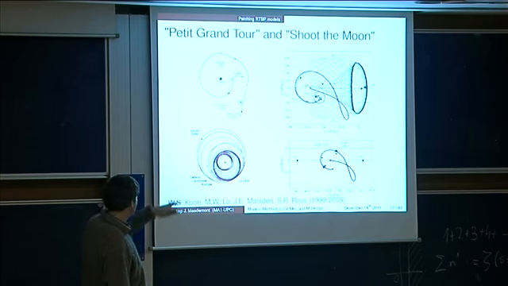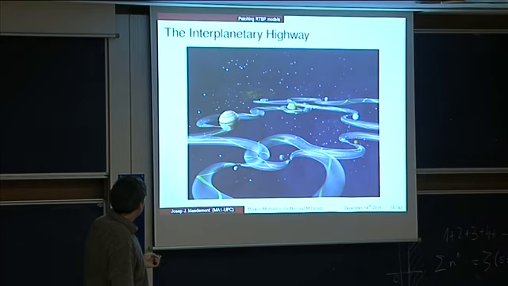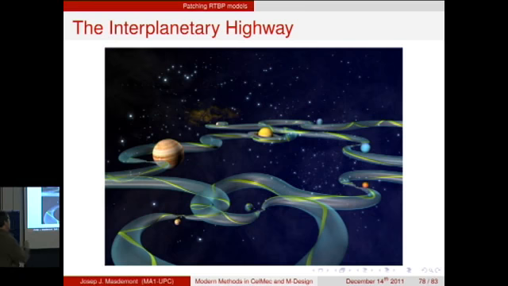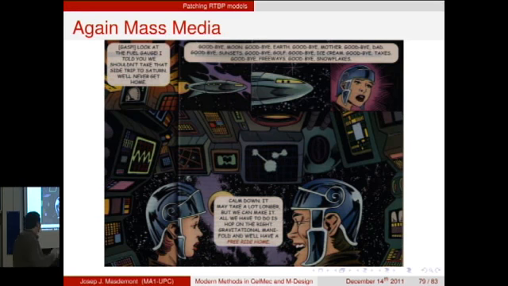This was the precursor. The same ideas can be used to transfer to the Moon. This has been popularized in what is known as the interplanetary superhighway, which is not a concrete concept, but in some way it tells you that you can move in the solar system almost for free. It's not true at all, but almost for free, but it takes a long time.